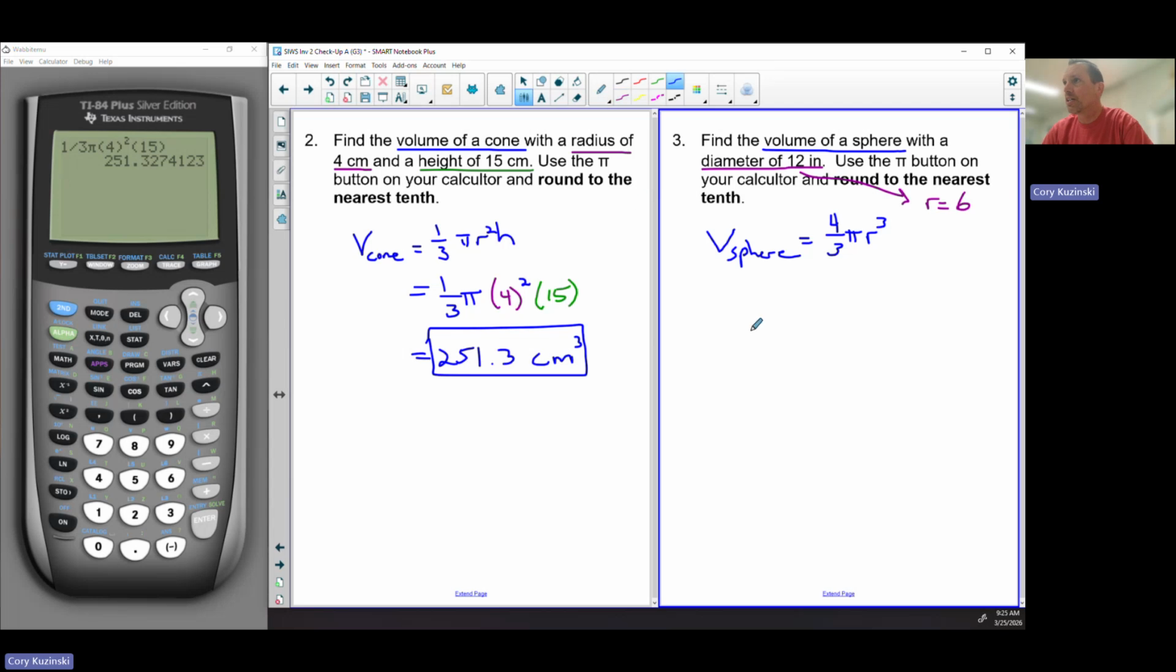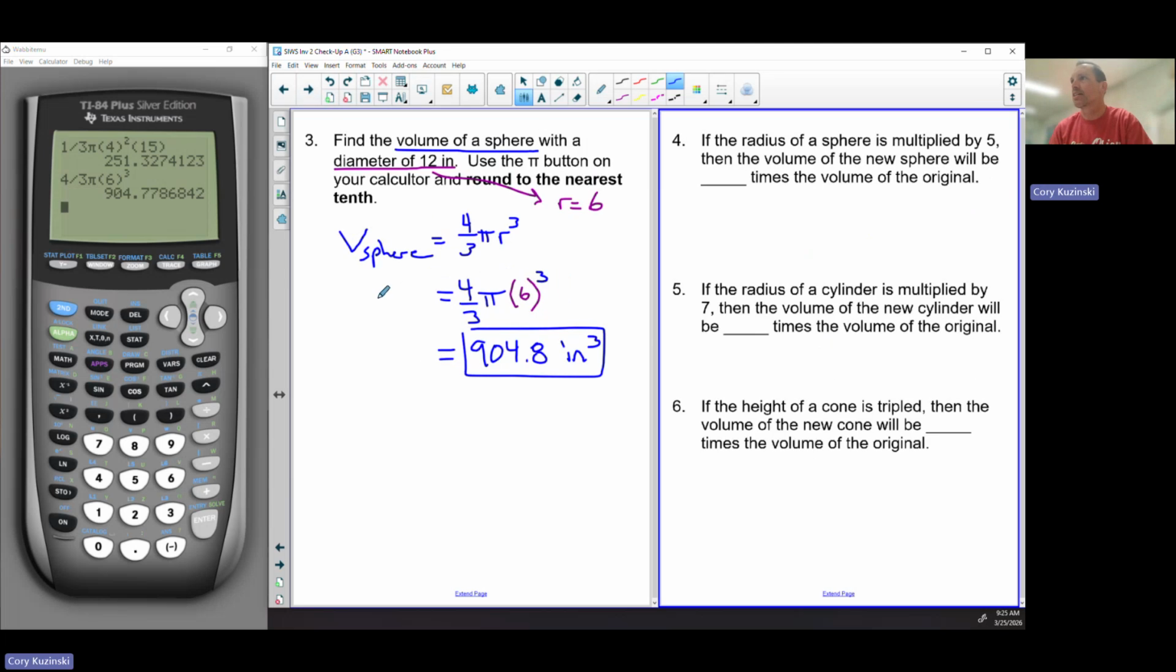And we're using the pi button. Easy peasy. Start pushing some buttons here. 4/3 pi times 6 to the 3rd power. I'm going to run out of time here before this bell rings. 4/3 times pi times 6 to the 3rd power. There we go. Round to the nearest tenth. 904.8 cubic inches. Bing, bing, bang, boom.